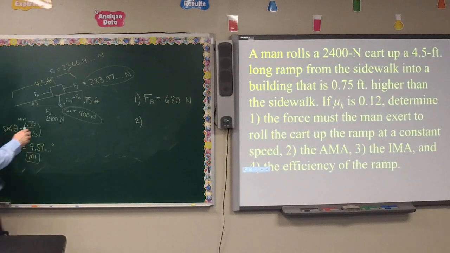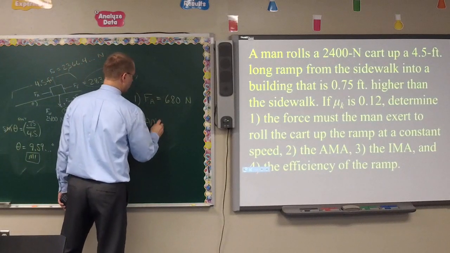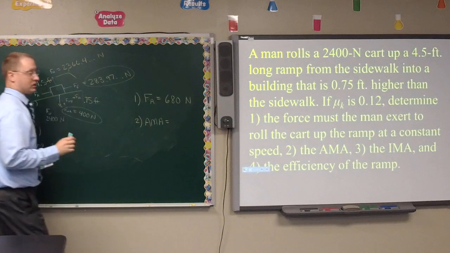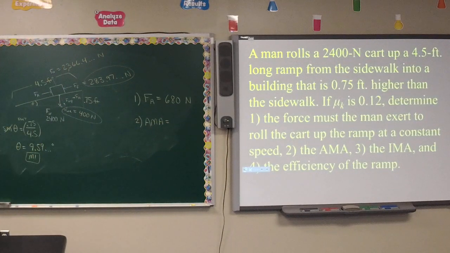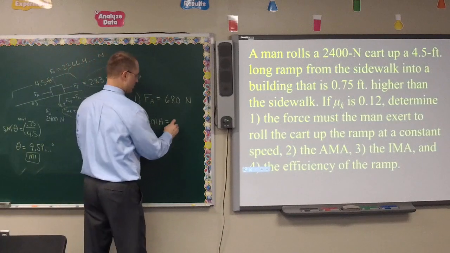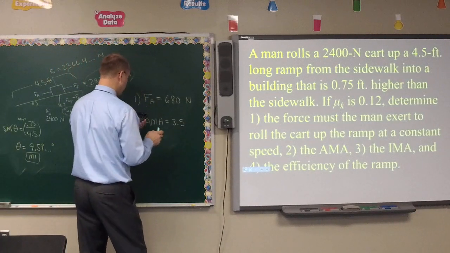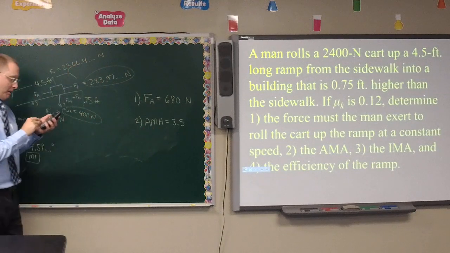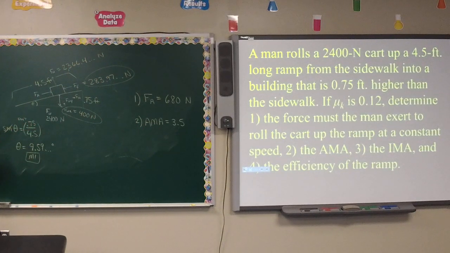But I'm going to use the actual 683.97 for the next thing, which is the AMA. How do I find the AMA for a ramp? Remember, it's output over input, so weight over applied force. So the weight is 2400 divided by the applied force, which I just put in memory too. What's the AMA? 3.508 blah, blah, blah. I'm going to store that in memory 3, but I'm going to write 3.5.